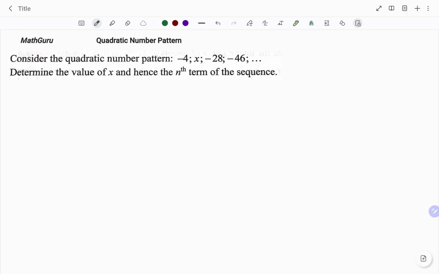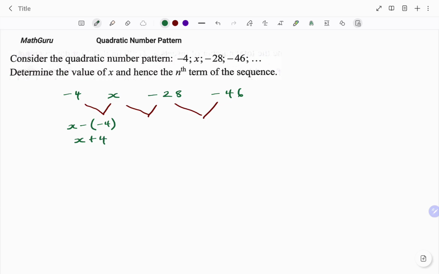For the second example, I'm going to start by listing out a quadratic pattern that starts with negative 4, then x, then negative 28, and negative 46. The first step is to find the first difference as shown, like I mentioned earlier. To find the first difference is the term in front minus the term behind. So that's going to give me x minus, and because that is negative 4, I'm going to put that in a bracket. So I have that as x plus 4.